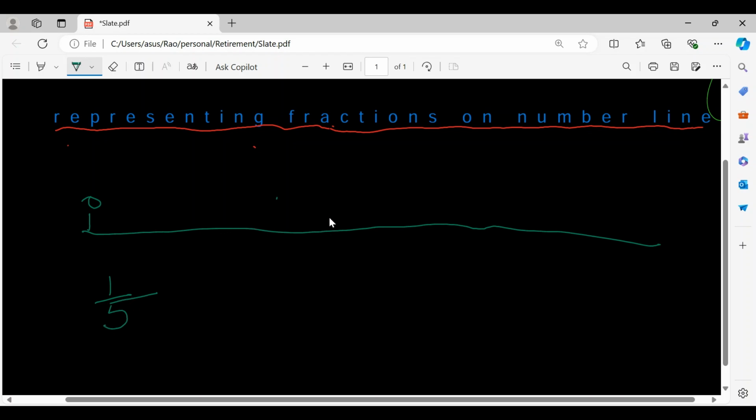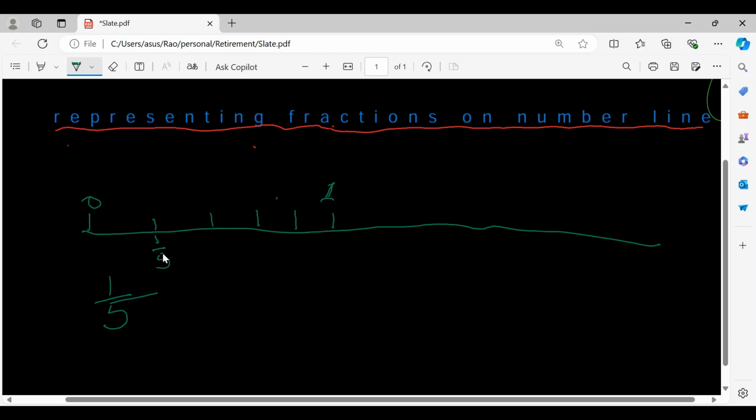So we only have to see the denominator, and that is 5. So this 0 and 1 will be divided into 5 equal parts: 1, 2, 3, 4, 5. So this is 1 by 5.